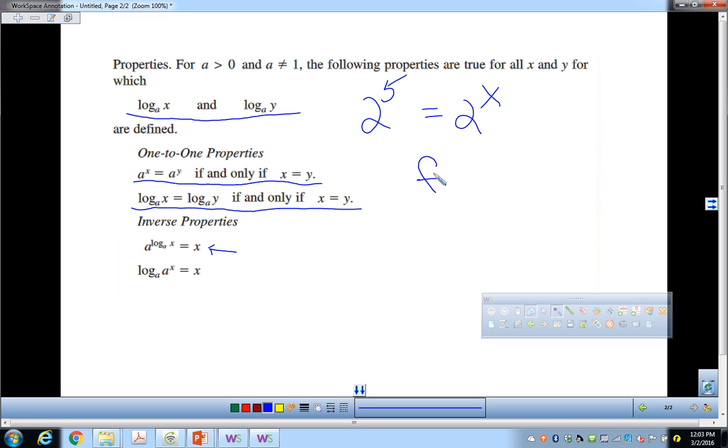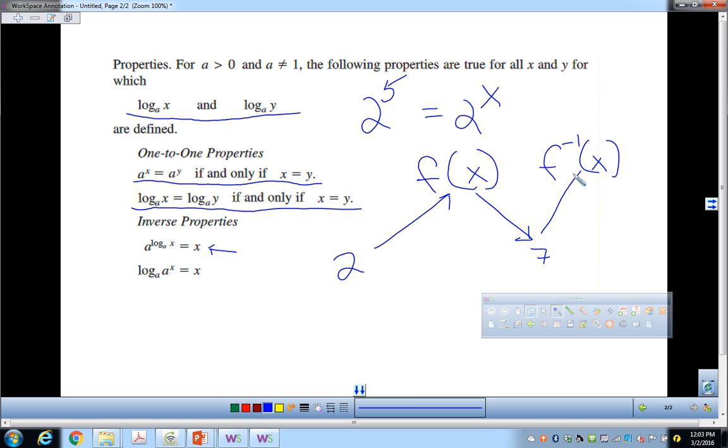Remember how inverses work? If I have f of x and I have f inverse of x, and I take some number, say 2, and plug it in here, and I get out 7. And if I take 7 and plug it in here, what do I get out from the inverse? 2, okay? The function and the inverse undo each other. It works in both directions. So if I take 2, plug it in here, I get out 7. If I take 7, plug it in here, I get out 2. So that's what this is talking about.